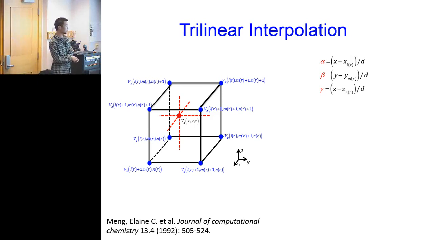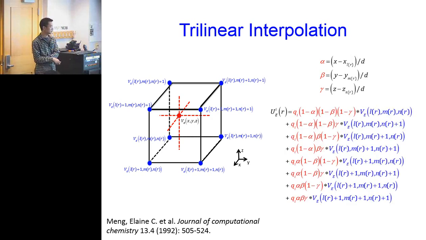So what we do is we use trilinear interpolation, which basically uses a linear combination of all the points to approximate the energy potential of this point. And the coefficient depends on the distance of this point to the left wall, the bottom wall, and the back and front wall. Basically, if this point is near this grid point, this grid point will have a larger weight in the linear combination.